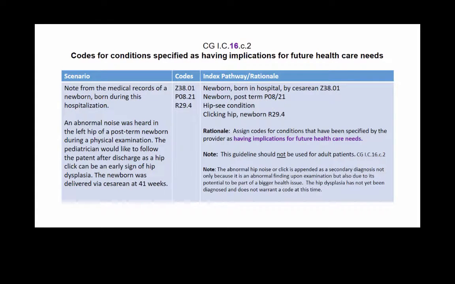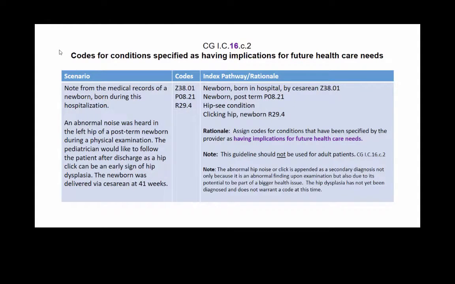And here's another guideline that has to do with conditions that have implications for future health care. The guideline tells us that you can assign codes for conditions that have been specified by the provider as having implications for future health care needs. This guideline would not be used for adult patients. This is only for babies that are born with the condition that the doctor says this might cause this child some problems later on in life.